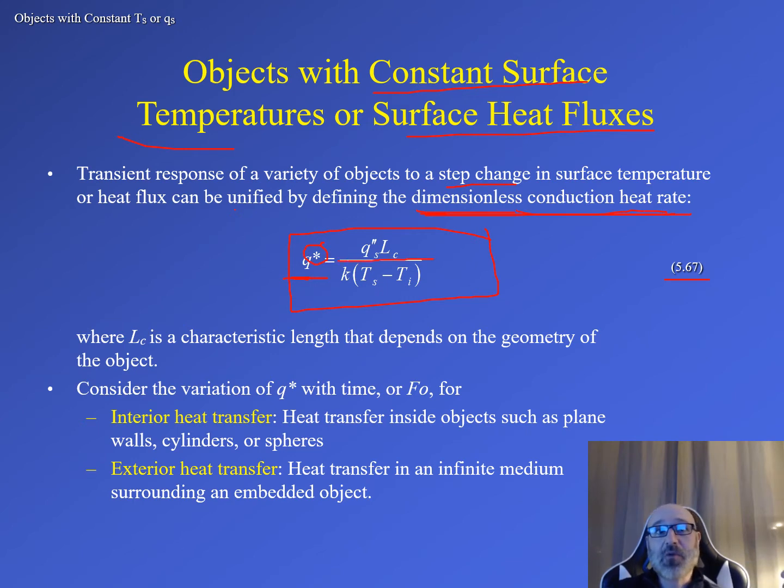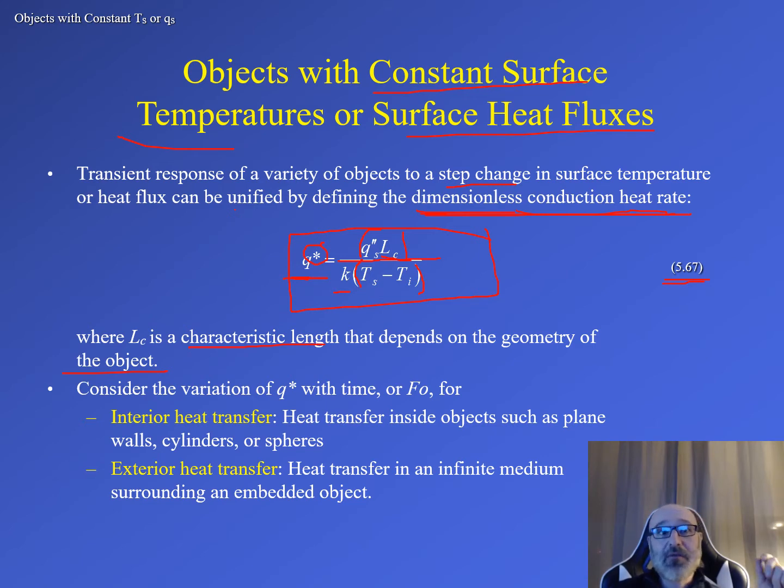So this is equal to, in our numerator, we have our heat flux for the surface times our L sub C, where L sub C is the characteristic length that depends on the geometry of the object. So for different geometries, that'll change. And this is all divided by our denominator, where K, our thermal conductivity, times our temperature difference between our surface temperature and our initial temperature. Again, this relates back to our equation 5.67 in our textbook.